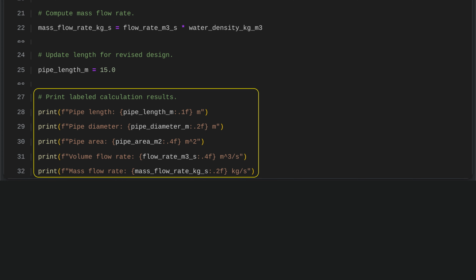The output presents key pipe flow results with clear labels and appropriate units. It reports the pipe length, diameter, cross-sectional area, volume flow rate, and mass flow rate, using consistent decimal formatting to make the values easy to read and interpret.